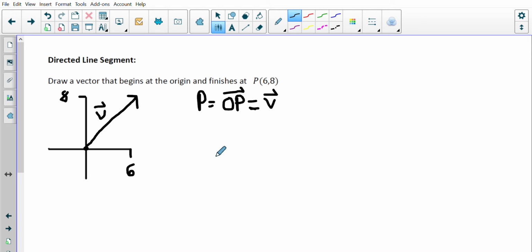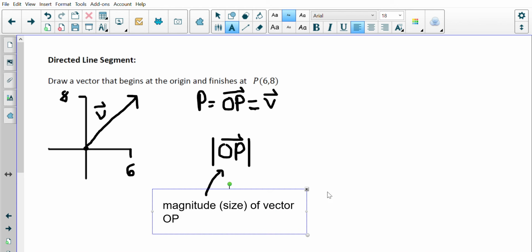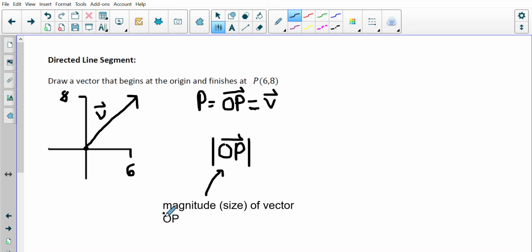Now the other thing is that when I have the absolute value bars, which don't get talked about much in math class anymore, this is what we call the magnitude of vector OP. So that's the magnitude, or size, I should say, of vector OP. I'm going to put a vector symbol above that OP. So that's a little notation.